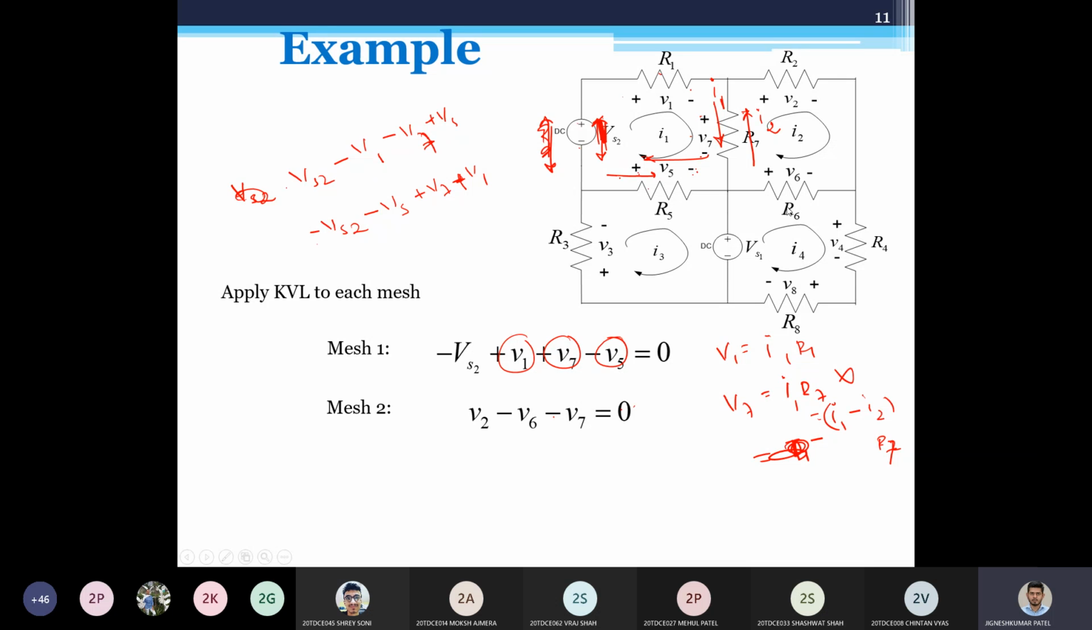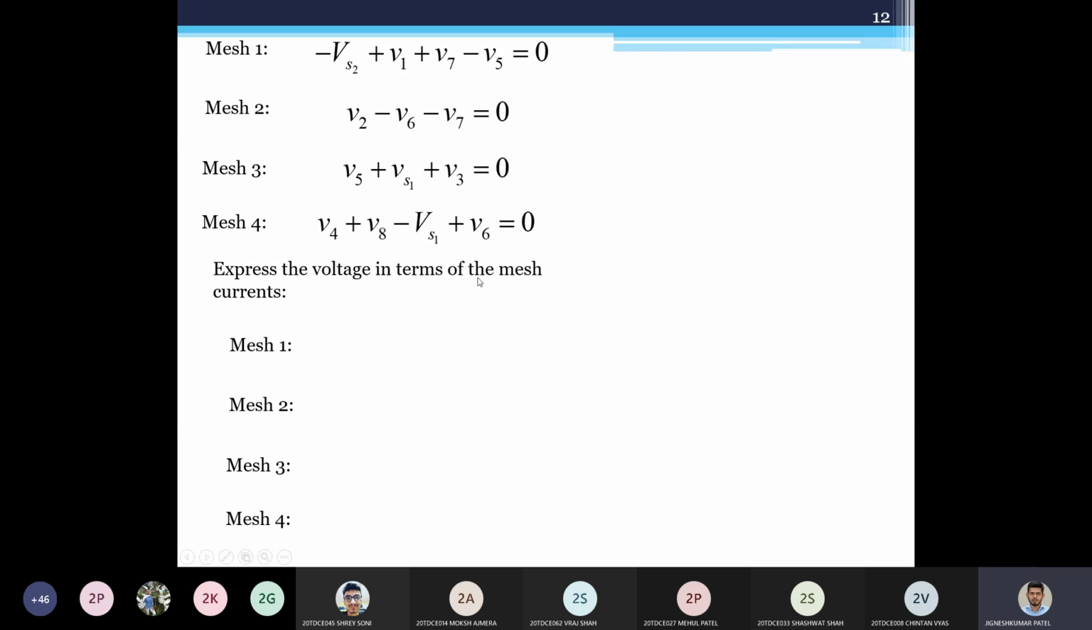Same way I'll write the third loop. I'm going from here, plus V6 plus V4 plus V8 and minus VS1. And same way for this one, plus V3 plus V5 and plus VS1. Okay, here I am going in this direction, that's why I have taken minus VS1. Okay. So these are the mesh equations, or you can say KVL equations of each individual mesh. And then I'll put the mesh currents in here.